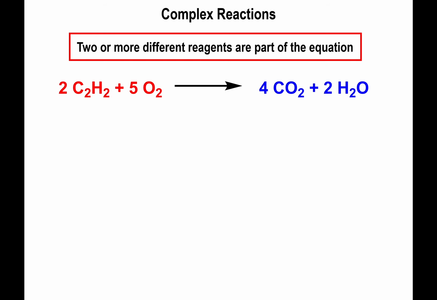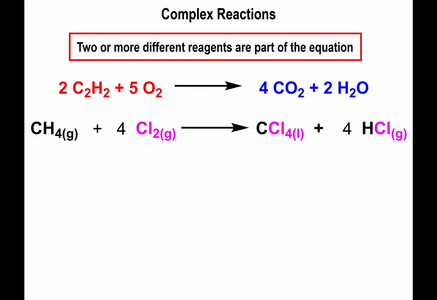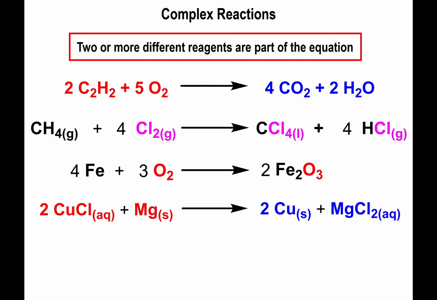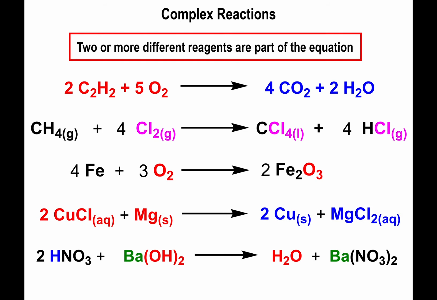Reactions like the combustion of acetylene, the chlorination of methane, oxidation of iron, single displacement reactions, or even acid-base reactions, they do have multiple reagents present, and so they're a little bit more complex than the situations we investigated in lecture 3.